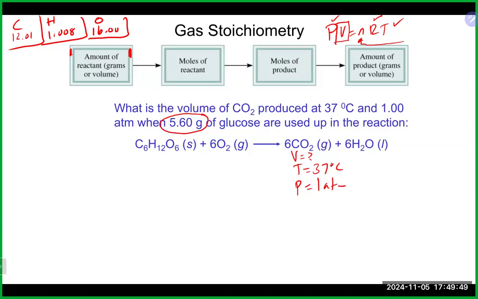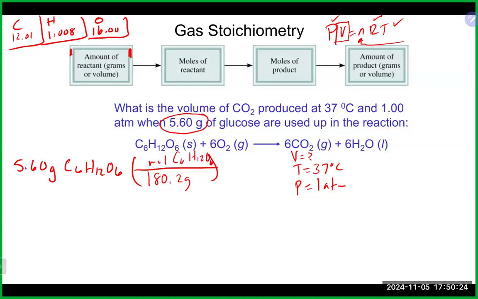So we have an equation, it's balanced. The next thing we want to do is convert what they gave us, which was 5.6 grams of C6H12O6 into moles. Again, here, we'll go to the periodic table to do that. 6 times 12.01 plus 12 times 1.008 and 6 times 16. It's going to give us 180.2 grams per mole here.